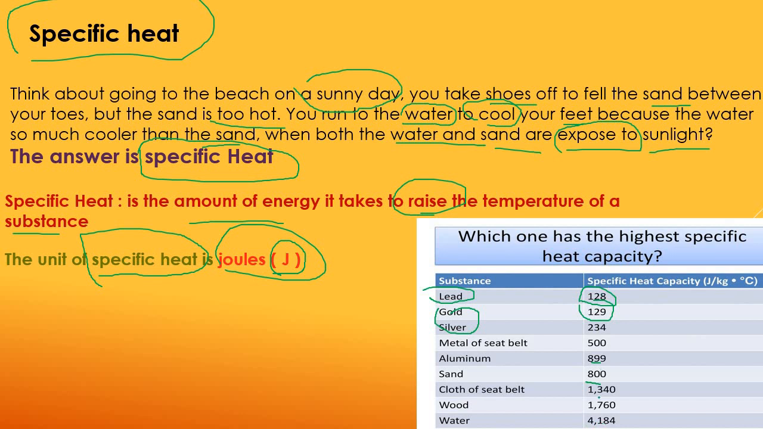4184. So which one has the highest specific heat? Water. Excellent. Water, 4184. This means that the water needs a lot of energy to raise its temperature, while the lead needs less energy. Then gold, then silver, then the seat belt, then aluminium. So the highest specific heat is water. The water needs a lot of energy to raise its temperature.